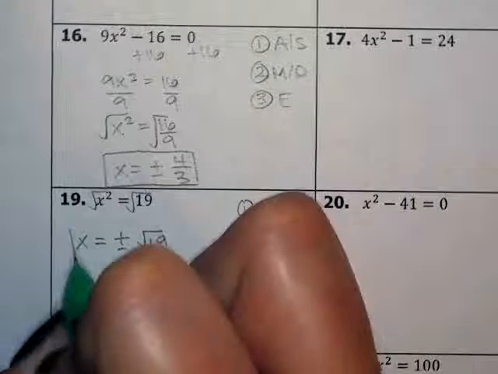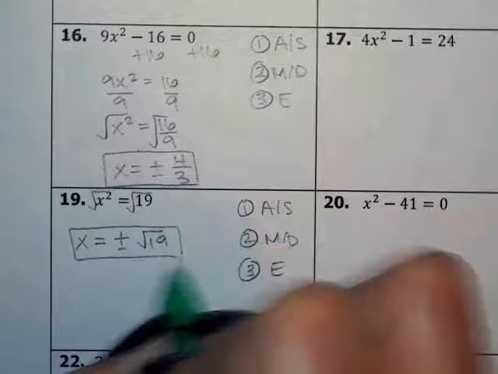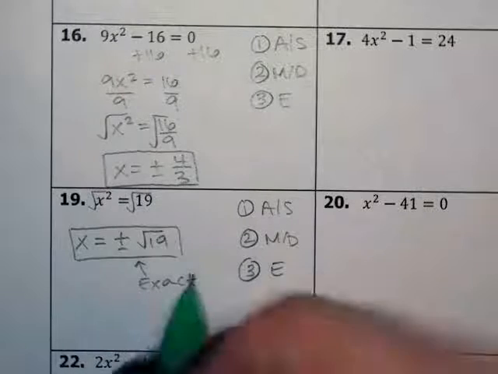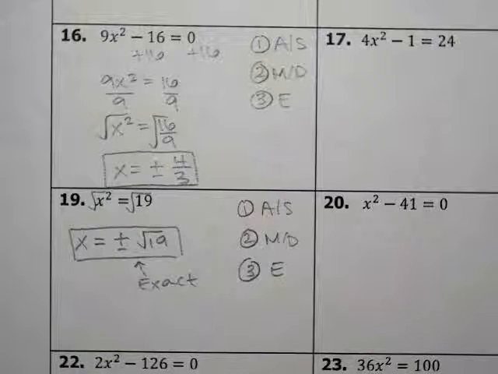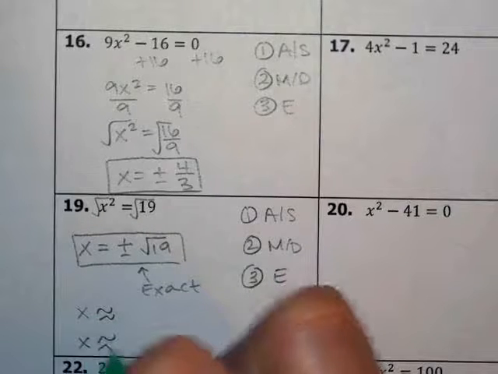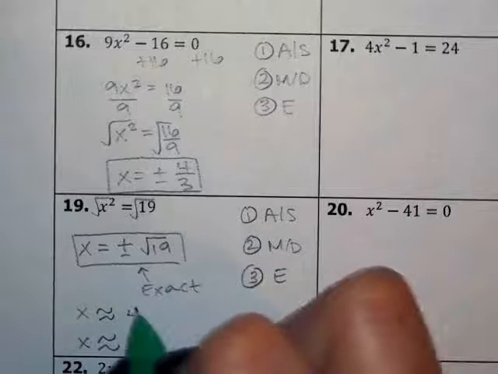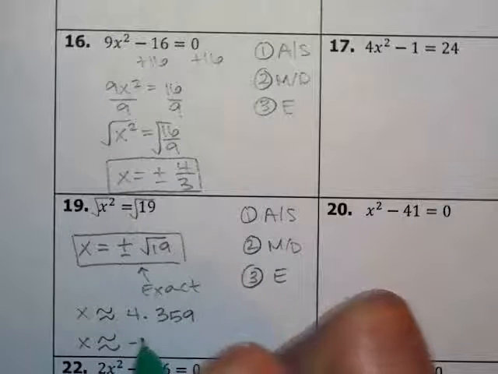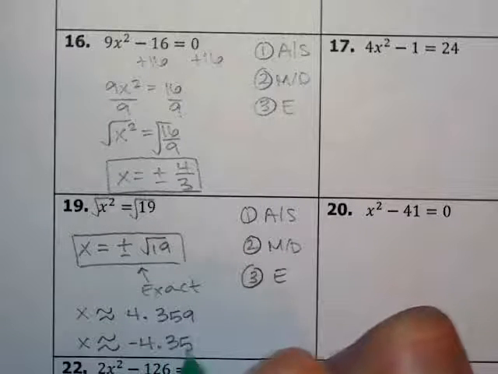And whenever we have answers like this, we're always pretty interested in the approximate. So let's go ahead and find the approximate answer. X is approximately 4.359, negative 4.359.